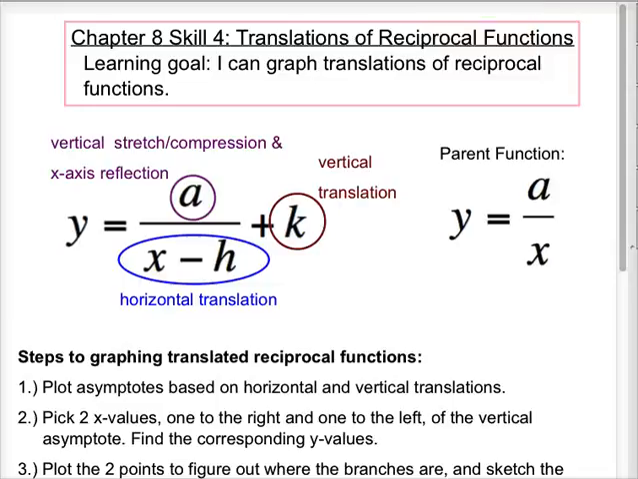Welcome back. So, in the previous lesson, we talked about how to graph reciprocal functions. Now, in today's lesson, we're going to talk about translations of these reciprocal functions and how to handle those.